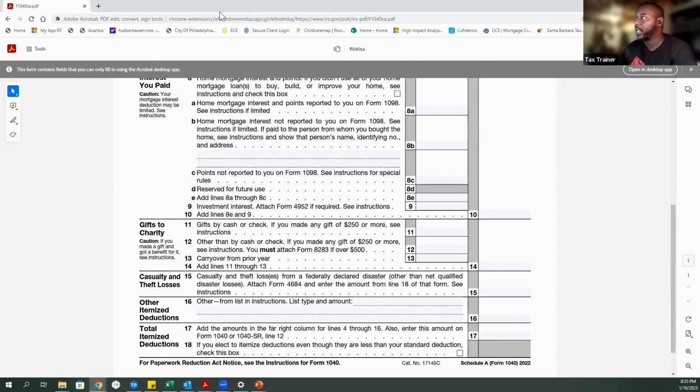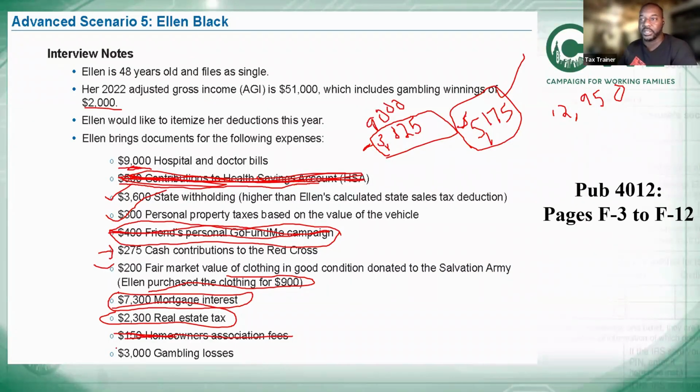So what about these gambling losses? Can I include this? How much of it can I include?